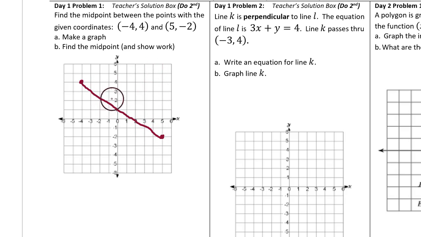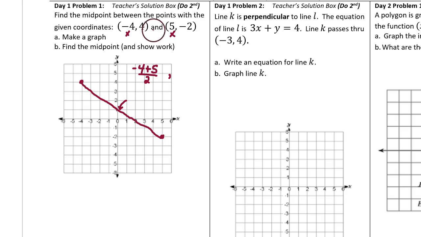We're asked to find the middle of the segment. Doing it visually, somewhere in this area appears to be the middle of the segment. Now to find that point exactly, we can use the midpoint formula. We're going to take this x-coordinate and this x-coordinate and average them. To average numbers, you add them together and then divide by 2.